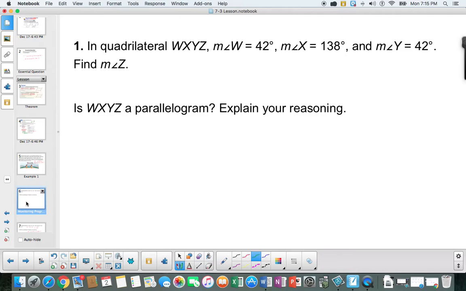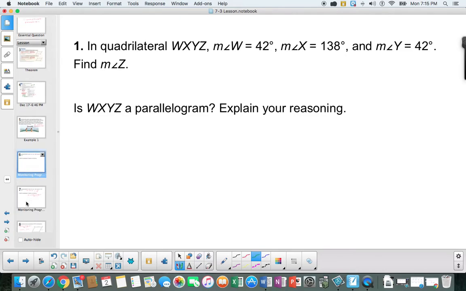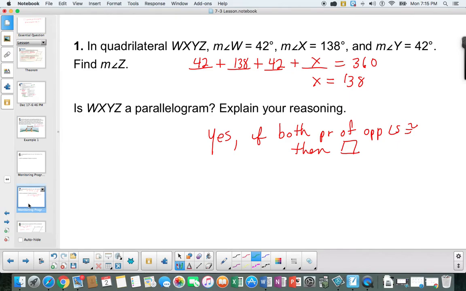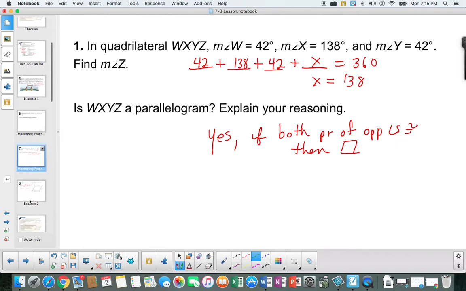Okay, you try this problem. Go ahead and try to find the fourth angle, and once you find the fourth angle, decide if this is a parallelogram. Here's the answer. I found the fourth angle, knowing that the sum of the angles of a quad is 360, so that last angle must be 138, which shows that it's going to be a parallelogram because if both pairs of opposite sides are congruent, then it's a parallelogram.